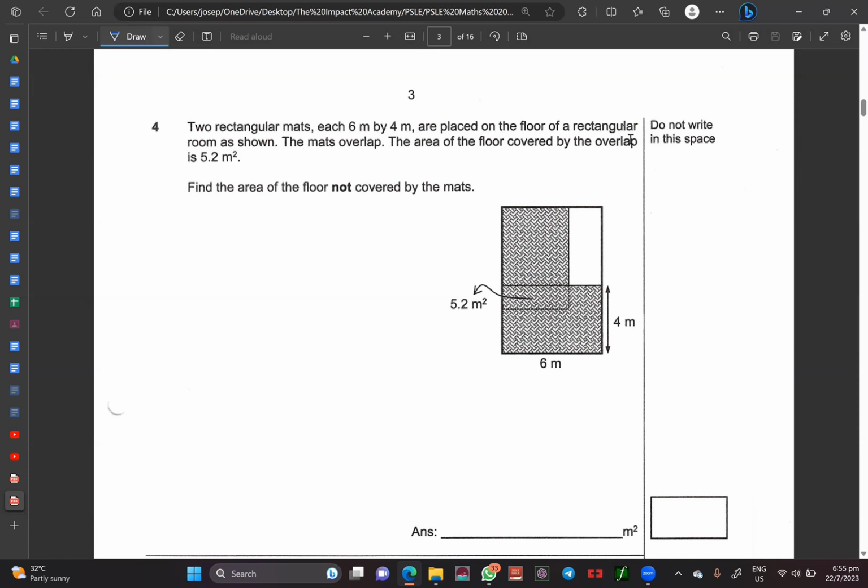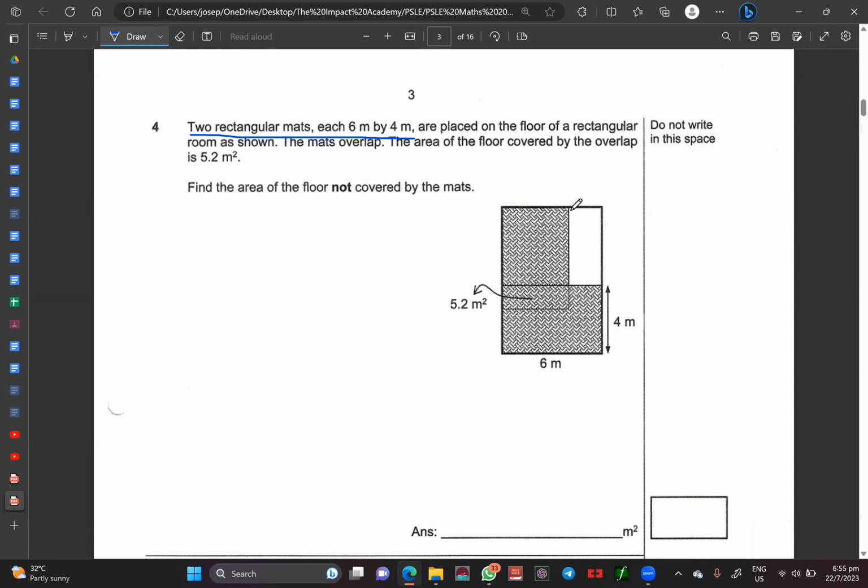Hi everyone, today we are looking at a question like this. Now, as you can see over here, it says that 2 rectangular mats, each 6 meter by 4 meter. Okay, so we can see that this is the rectangular mat. Maybe you can follow my cursor. As you can see over here, this is my rectangular mat.